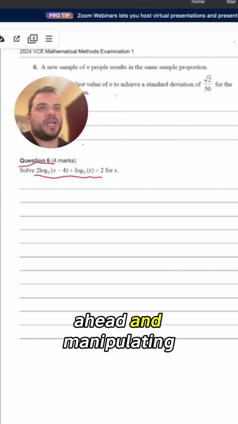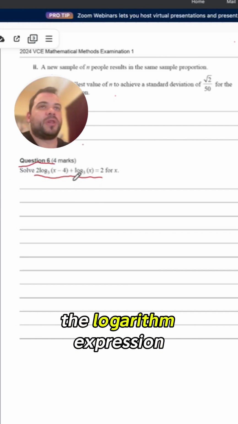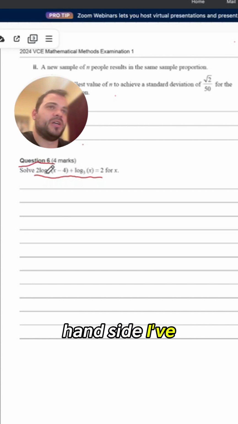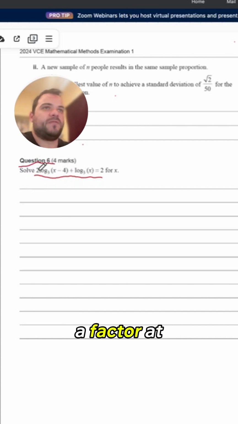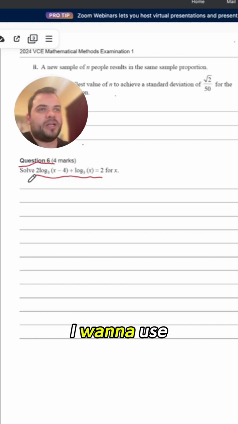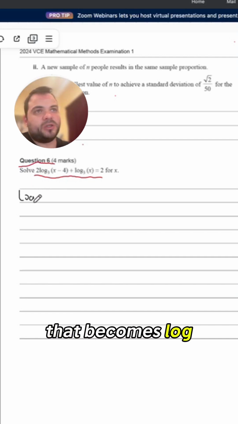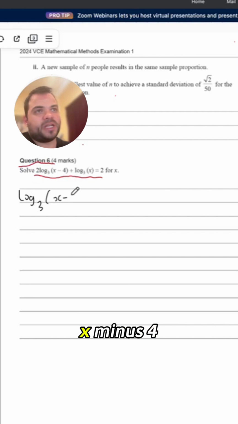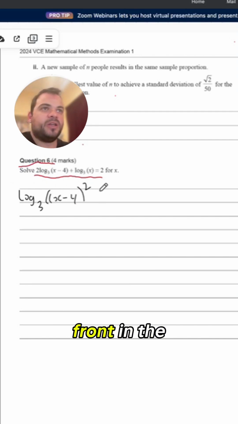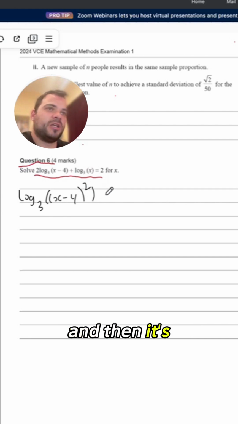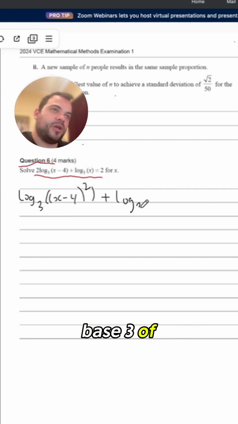So just going ahead and manipulating the logarithm expression on the left-hand side, I've got 2 times log base 3 of x minus 4. When I've got a factor at the front like 2, I want to use the power law of logarithms, and that becomes log base 3 of (x minus 4) all squared. So the power of 2 has come down at the front in the original expression. And then it's that plus log base 3 of x, and this is equal to 2.